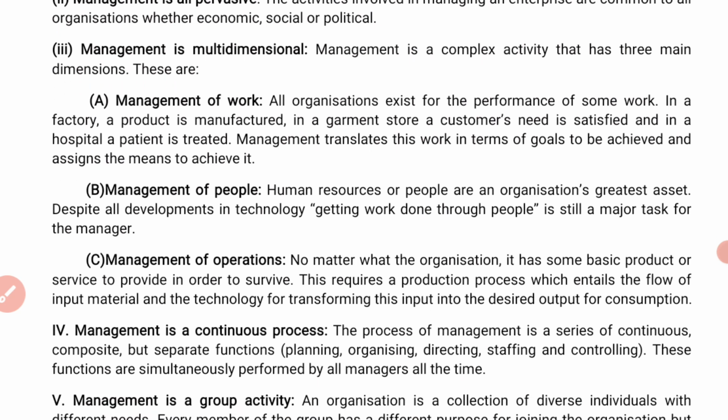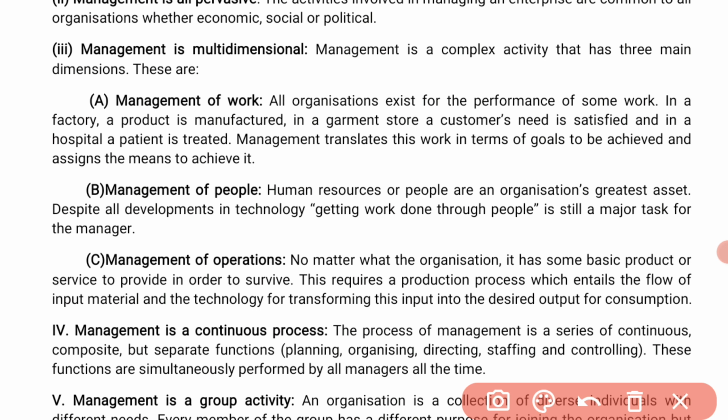There are 3 important dimensions. One, that is management of work, management of people, and management of operations. So these are the 3 dimensions of management. First, that is management of work. So management of work is nothing but, in an organization, the performance of a particular work is to be considered as management of work.